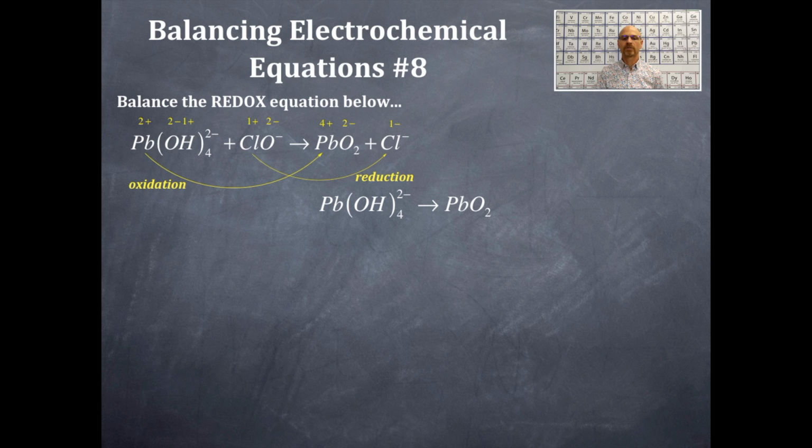This is our first half reaction of the elements that are changing in oxidation number, and this is our second half reaction. Looking at that top half reaction, the oxidation half reaction, remember you're balancing the non-oxygens, non-hydrogens first. I have 1 lead on the reactant side, 1 lead on the product side. The leads are balanced. Now I need to deal with the oxygens and the hydrogens, the oxygens first. How many oxygens are on the reactant side? That would be 4. How many oxygens are on the product side? That would be 2.